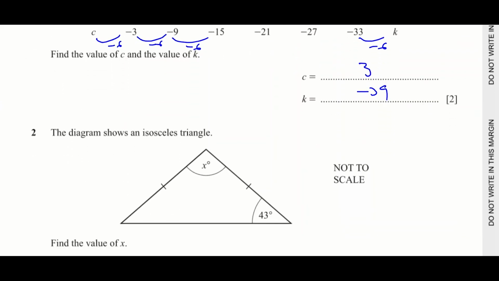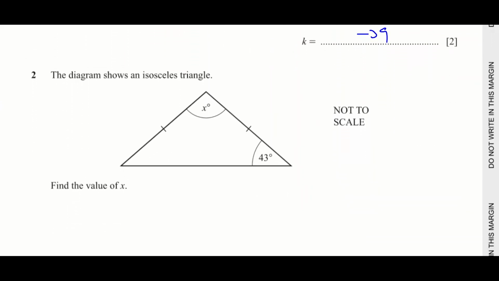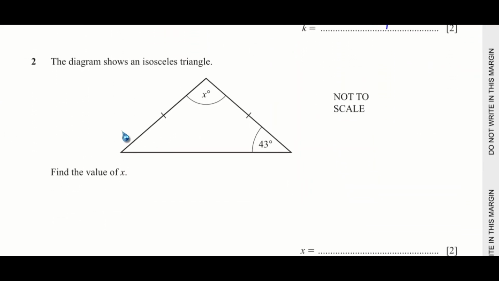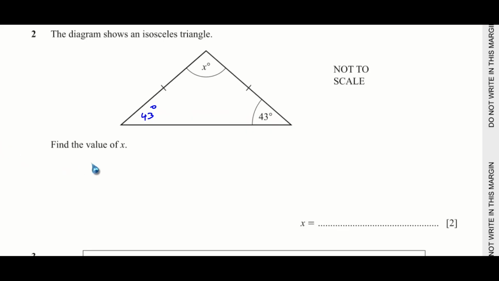Question 2. The diagram shows an isosceles triangle. Find the value of X. So this will be 43 degrees as well. We know that the sum of angles in a triangle add up to 180 degrees. So we can say X add 43 add 43 will be equal to 180 degrees.